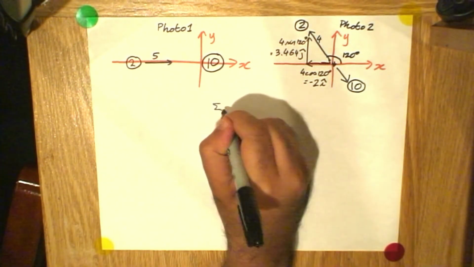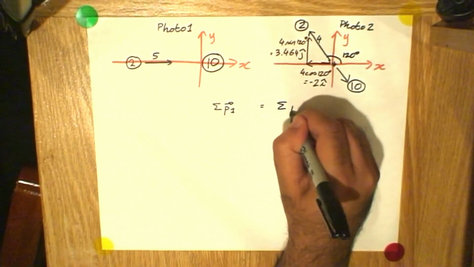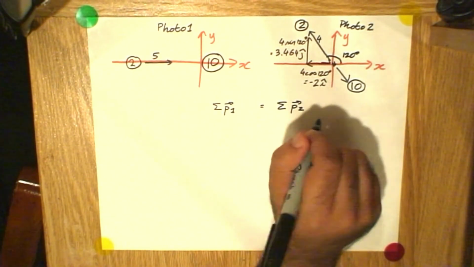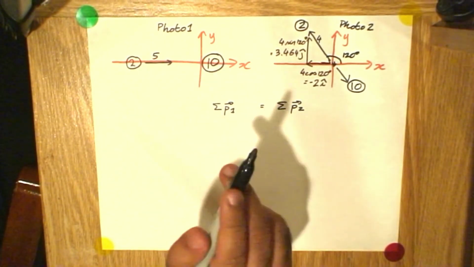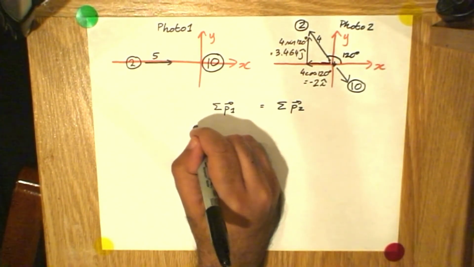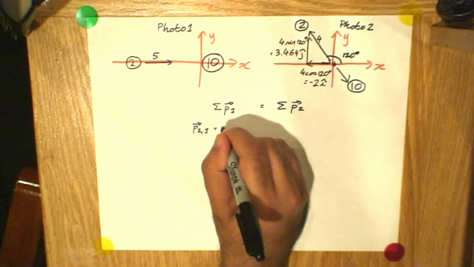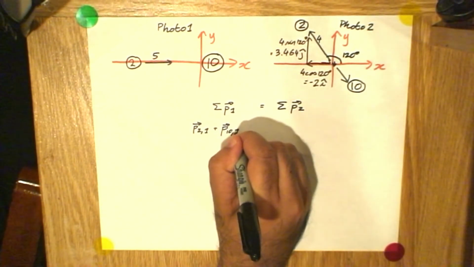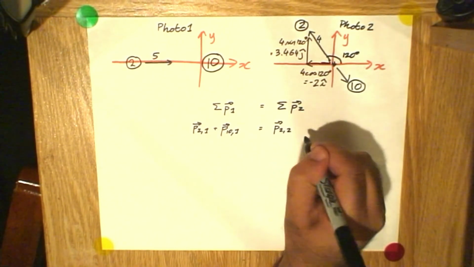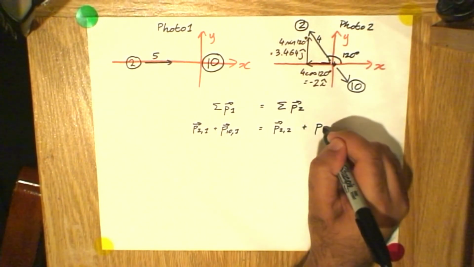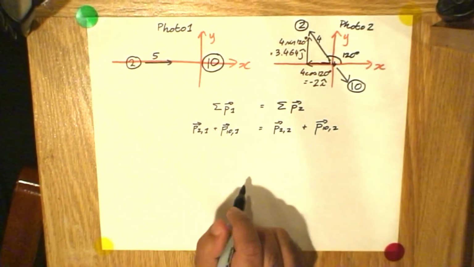The total momentum for photo 1 is equal to the total momentum in photo 2. The total momentum in photo 1 comes from two different bodies, the 2 kilogram object and the 10 kilogram object. So the momentum of the 2 kilogram object in photo 1 plus the momentum of the 10 kilogram object in photo 1 is equal to the momentum of the 2 kilogram object in photo 2 plus the momentum of the 10 kilogram object in photo 2. Let's expand this out still further.